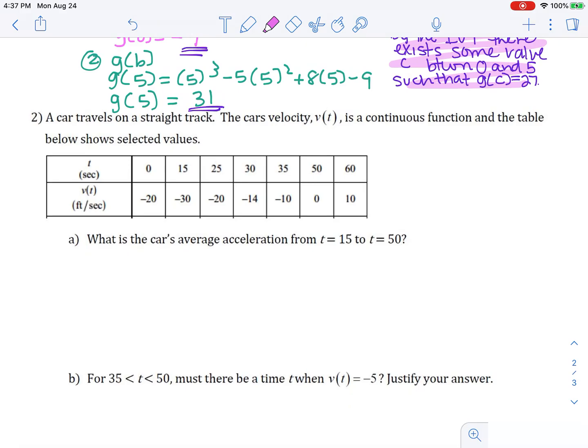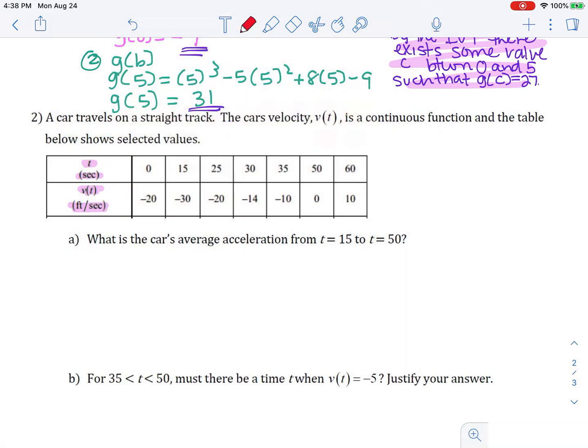Now, moving on to the next one. A car travels on a straight track. The car's velocity V of t is a continuous function, and the table below shows selected values. So let's look at this. V of t is my velocity, in feet per second. T is my time in seconds. It's asking what is the car's average acceleration, and we're going to worry about that a little bit later, not right now, but they're asking it now.